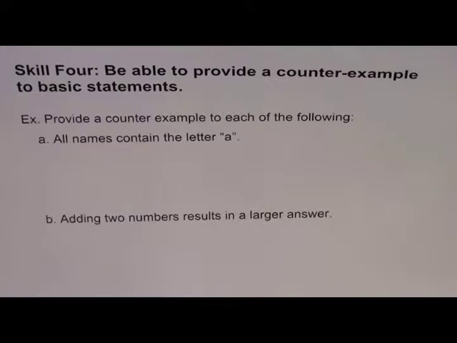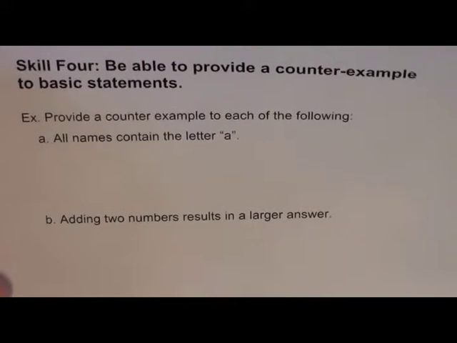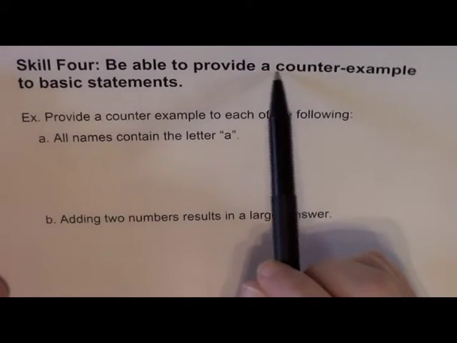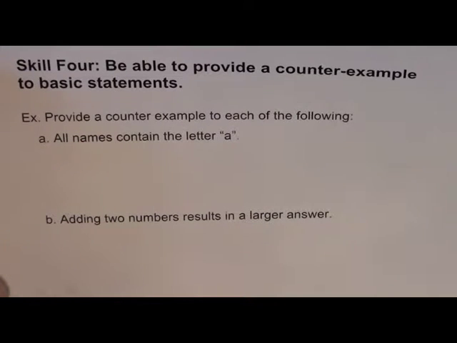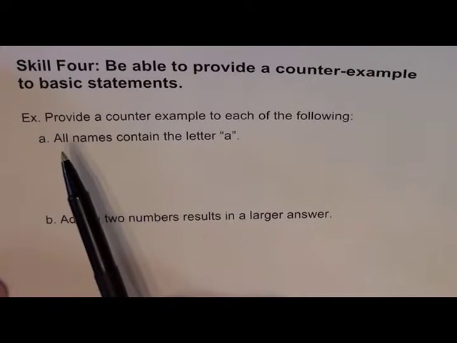Geometry 1, Chapter 2 Test, Skill 4. Be able to provide a counterexample to basic statements. A counterexample is one instance where the statement is not actually true. It just needs to be one. You don't have to list a whole bunch of them. One counterexample is sufficient to show that a statement is actually false.